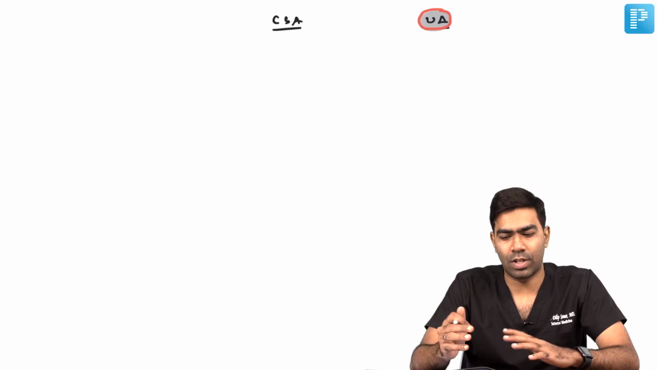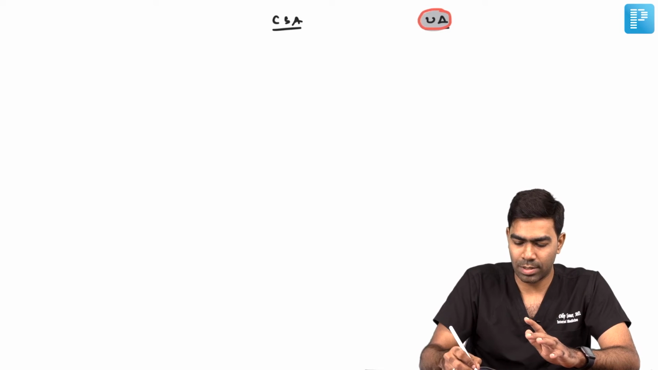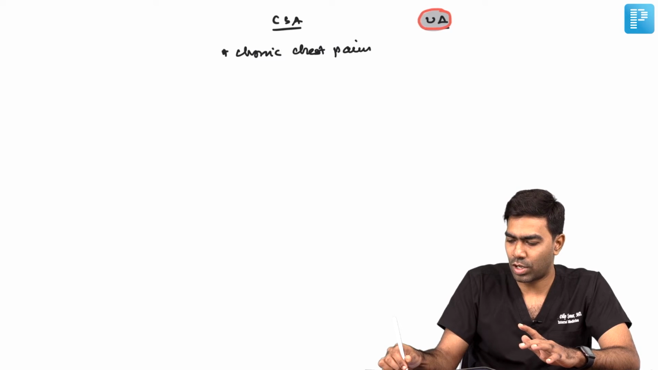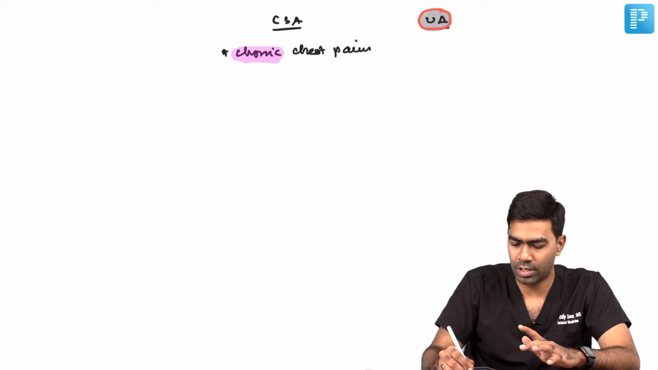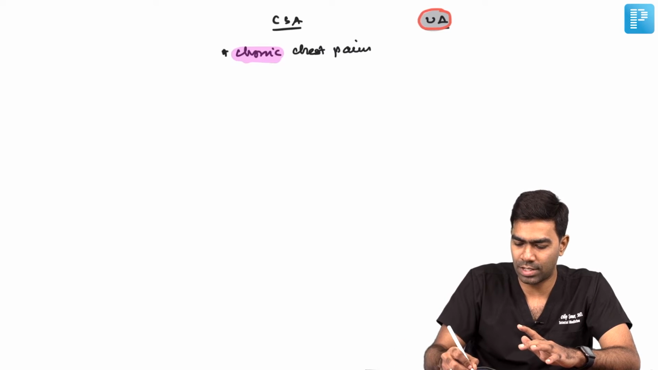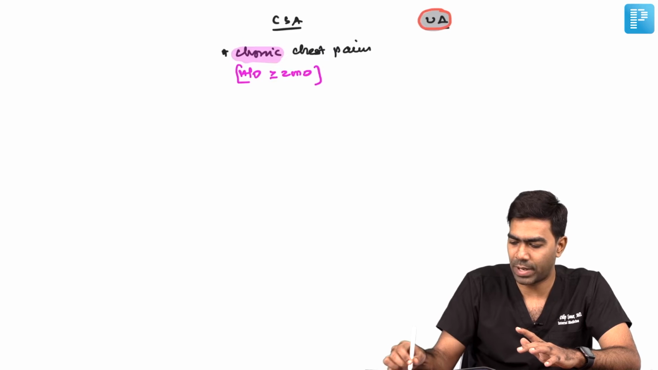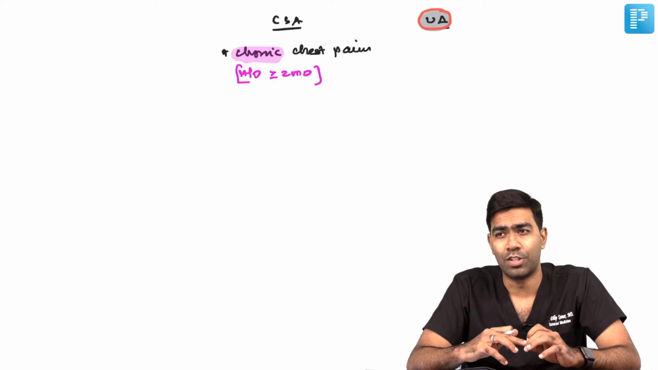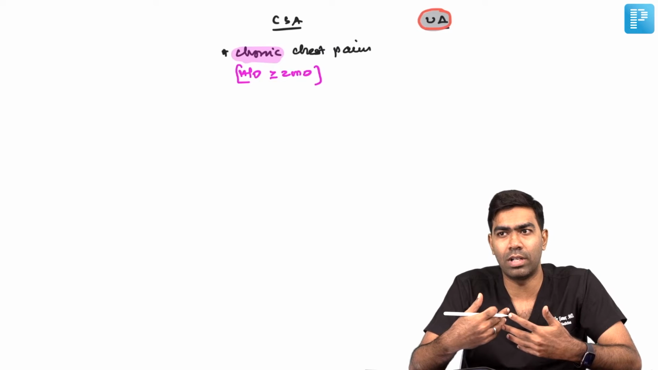So let us start our discussion with the chronic stable angina. Chronic stable angina means the patient should have a chronic chest pain. We know that. So what do you mean by the definition of the word chronic here? Which means the patient should have a history of chest pain for at least 2 months or more. If the pain is there for less than 2 months, it's a new onset chest pain. So that chest pain could evolve into anything.